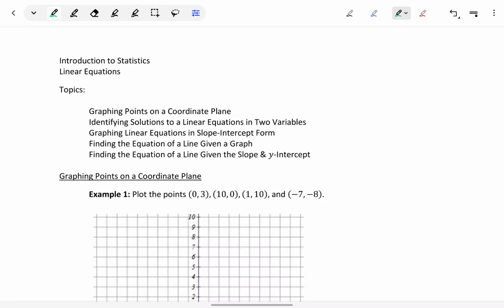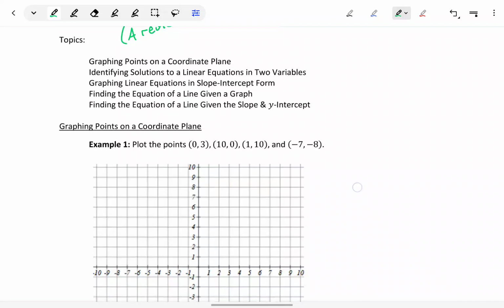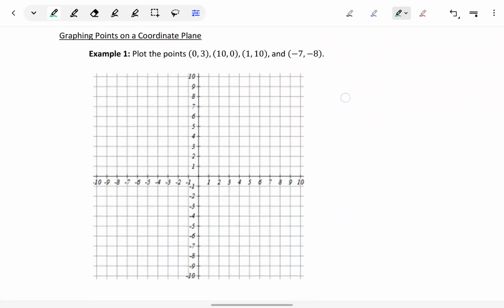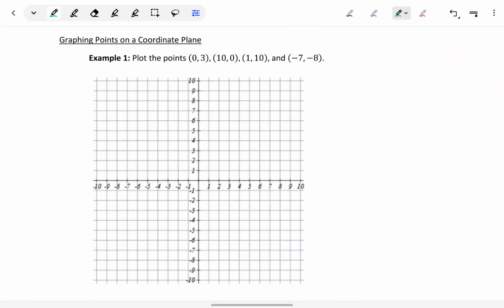In this section, we want to talk about linear equations, while emphasizing that this is really intended to be a review of concepts that you've seen in previous courses, but it's an opportunity for us to re-familiarize ourselves with some basic concepts related to graphing equations.